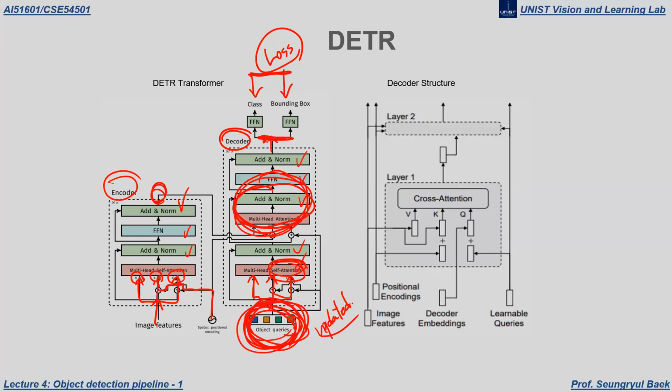some feature vector, and they are mapped to class and bounding box information at the end of the transformer, at the end of the DETR, okay? And this is another plot, okay, showing the decoder structure in more detail, okay?